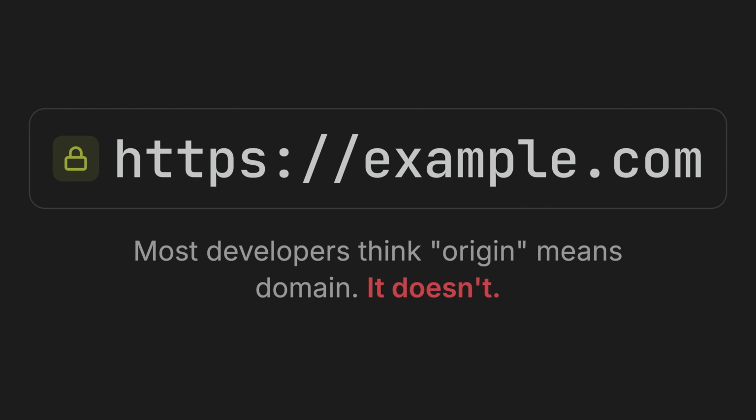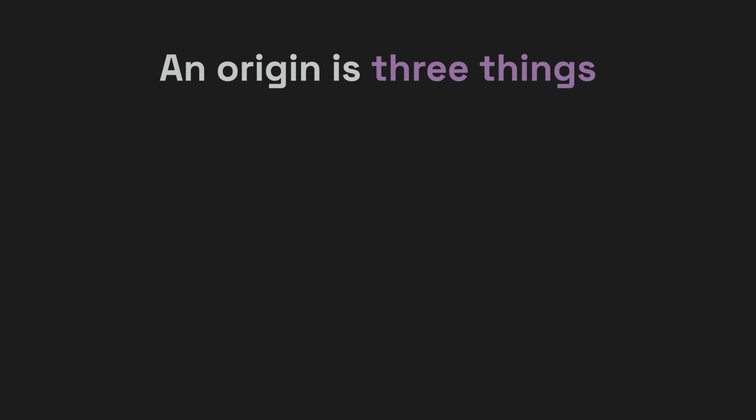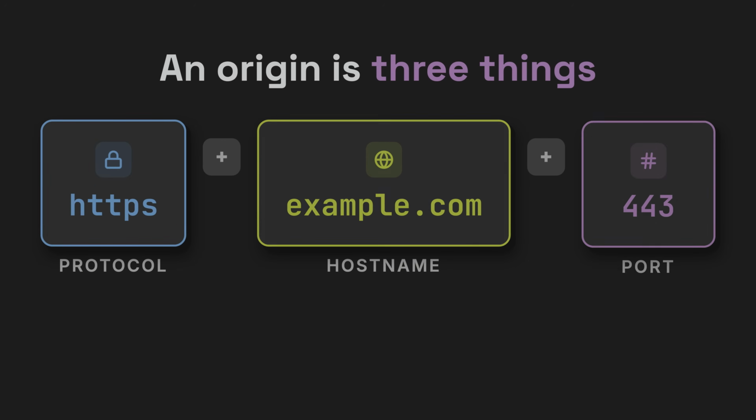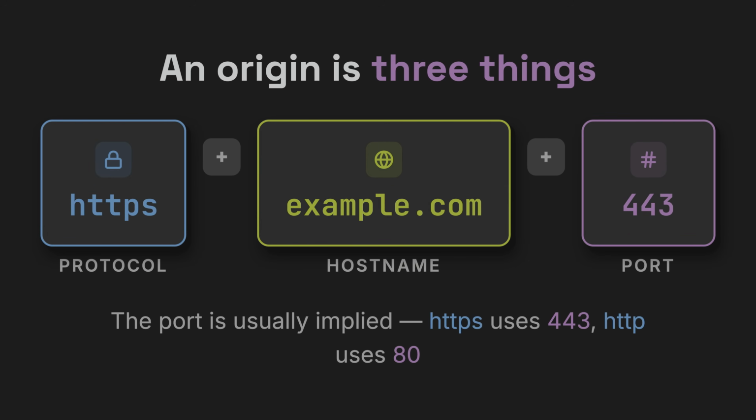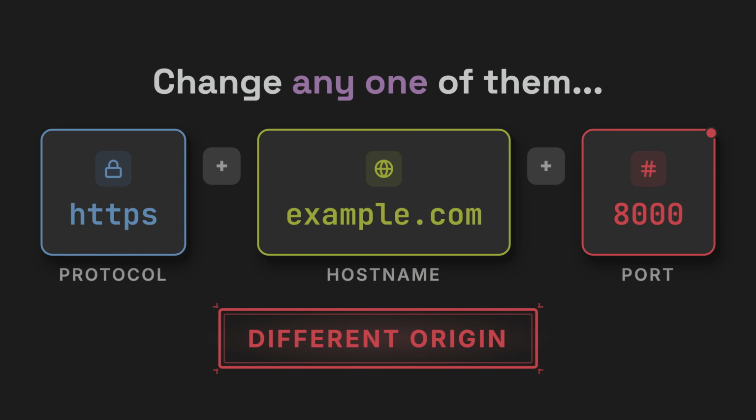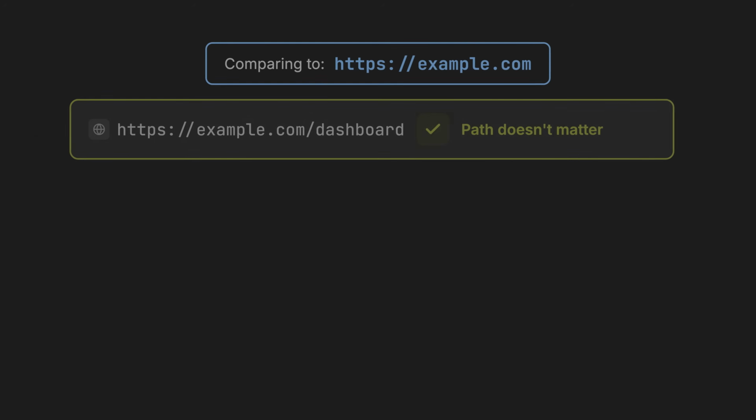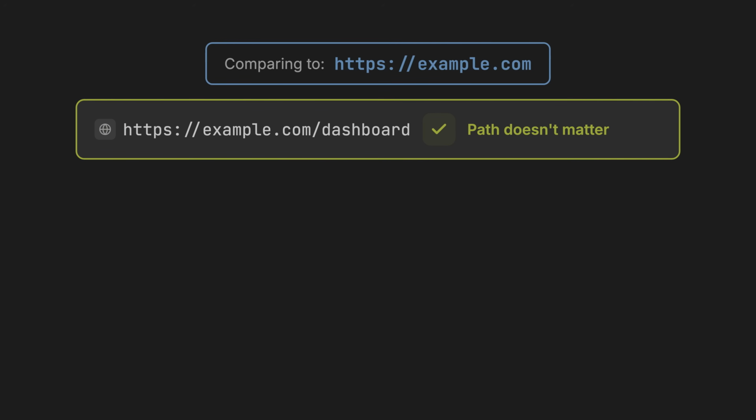Most developers think origin means domain. It doesn't. An origin is 3 things: protocol, hostname, and port. All 3. The port is usually implied. HTTPS uses 443, HTTP uses 80, but the moment you use a non-default port, it becomes part of the origin. Change any one of them, completely different origin. The path is irrelevant. Same protocol, host, and port, same origin.